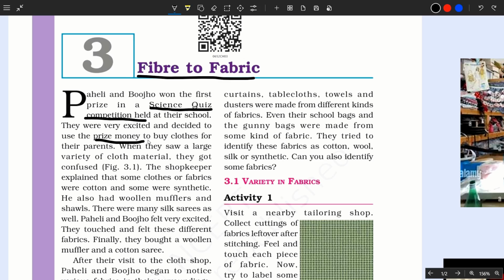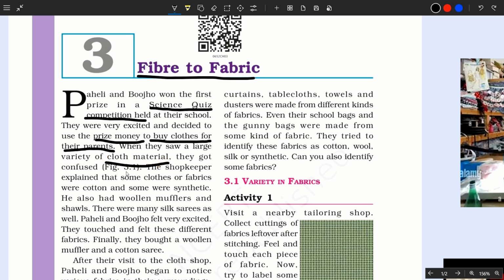Okay, they decided to use the prize money to buy clothes for their parents. They have won the competition, and with the money they won they want to buy some clothes for their parents. When they saw a large variety of cloth material, they got confused.